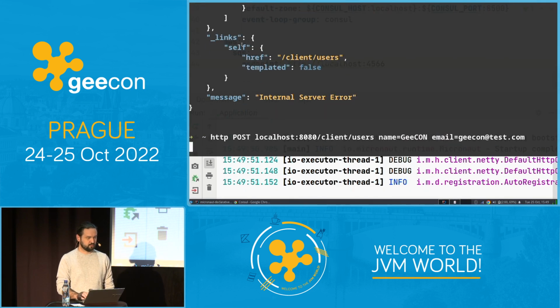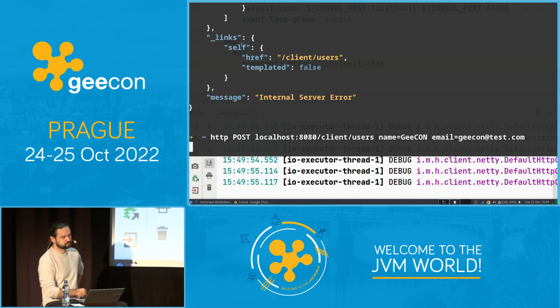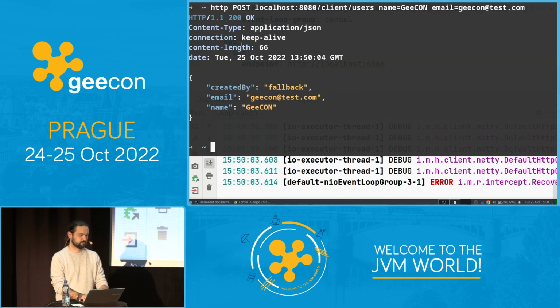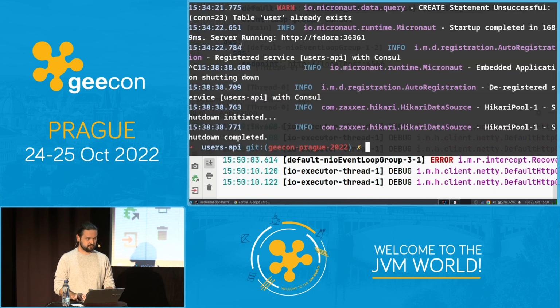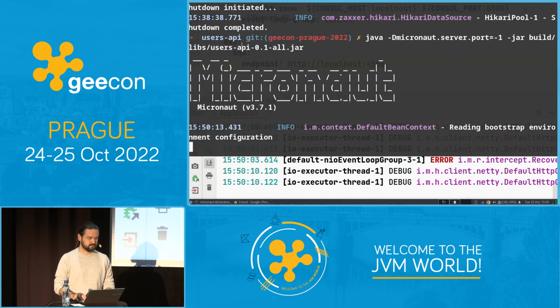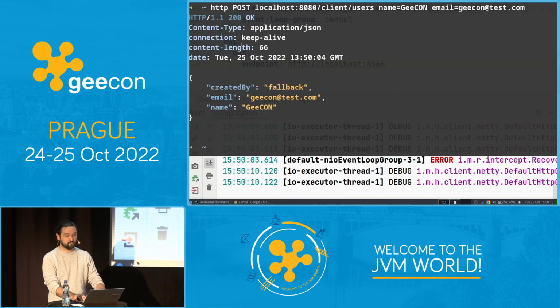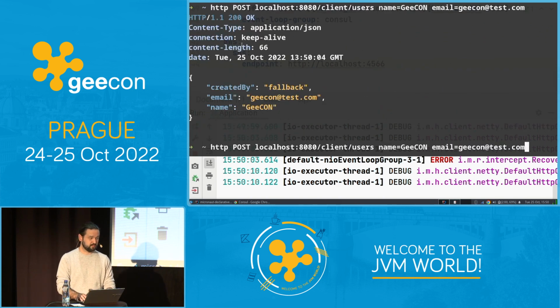Okay. So now we can retry, and we get the response from the fallback as expected. Now what we're going to do is start the users API, those two instances, back again, and test the happy path. Okay, so let's add.